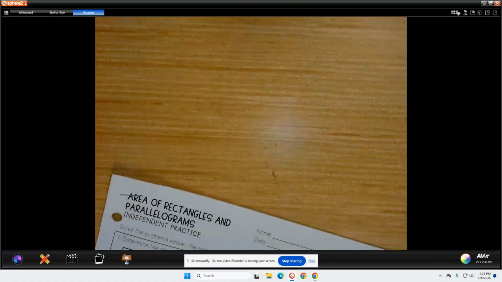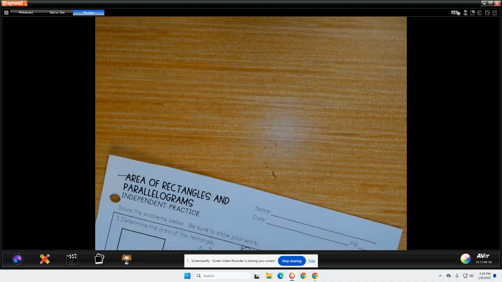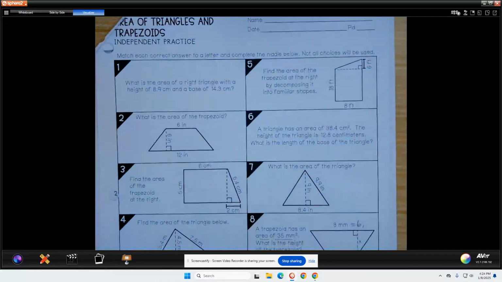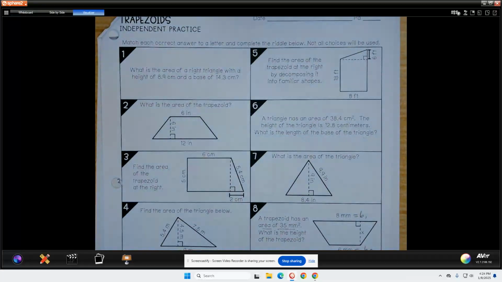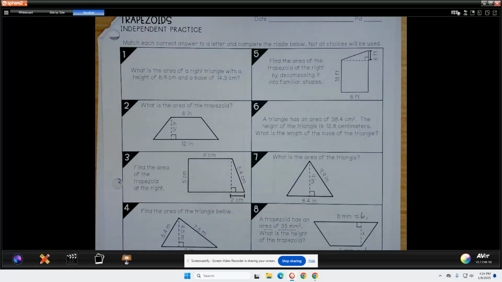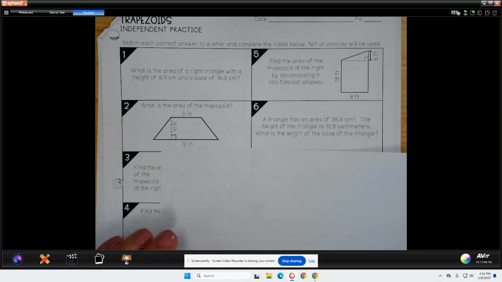Now, turn to the next page. Sorry about the coughing. This is area of triangles and trapezoids. Now, on this paper, there's not much room in the boxes, so I would work it out on the back of this paper or on a separate piece of paper. I'm going to work out number 6 for you.